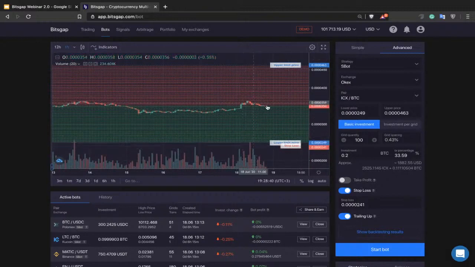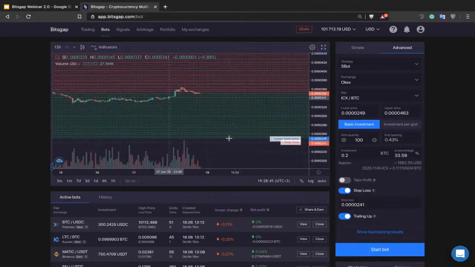So let's say the price moves in the downward direction, so the price is gonna fall, and as it breaches the lower limit price, it goes lower than the trading range, it can eventually trigger the stop loss. And if it triggers the stop loss, in this case it will automatically sell all of the base currency, in this case ICX, to BTC. So that's our basic risk management instrument that we have here, which you can also adjust on the chart, or you can manually set.